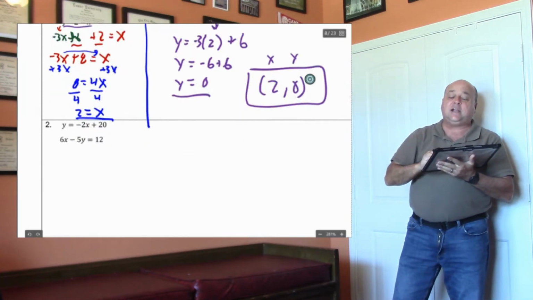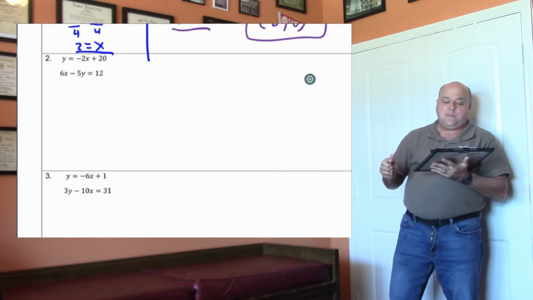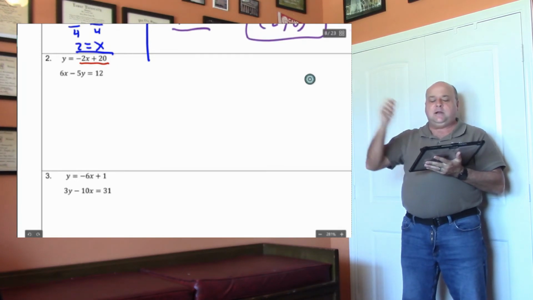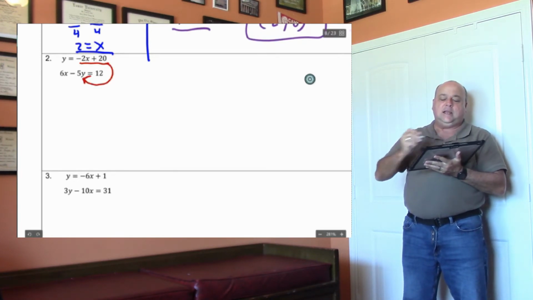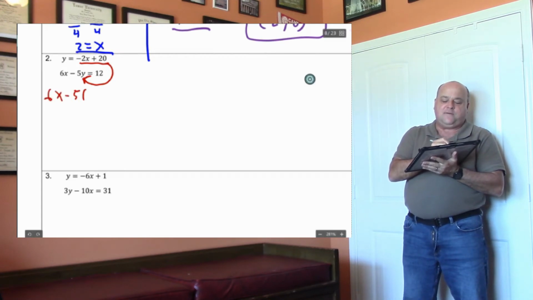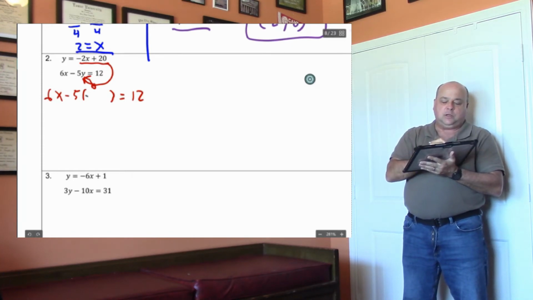Continuing on. I'm not going to do all these for you. This is the only one I'm going to do. I'm going to set some of them up. So on number 2, underline what y is. I'm going to take that y and plug it into that y right here. So I'm going to write down 6x minus 5. I'm going to put a parentheses equals 12. And for that y, I'm going to put the negative 2x plus 20.